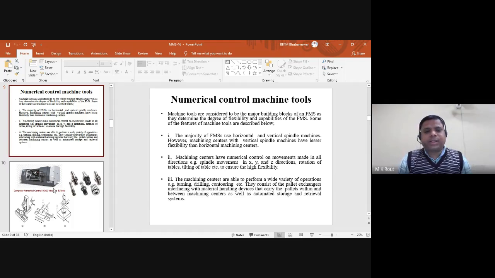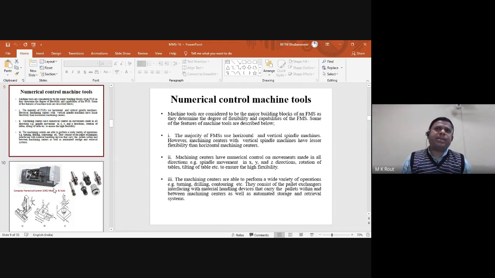The last point is that machining centers are able to perform a wide variety of operations such as turning, drilling, then contouring operations, and they consist of pallet exchangers. In some cases, these different kinds of operations are considered in batch production or mass production. In turning, drilling, and contouring, in most cases, it consists of a pallet exchanger that interfaces with a material handling device.